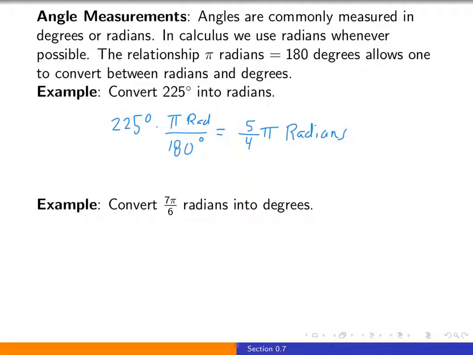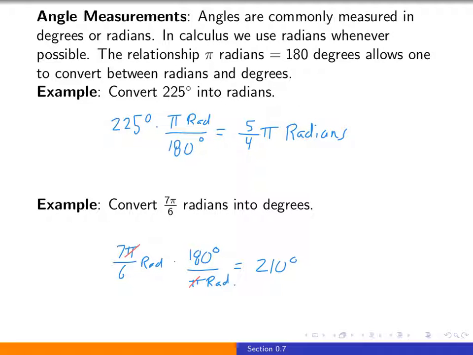Now, equally, we can also convert from radians to degrees. So if we start off with 7 pi over 6 radians, what we need to do in a very similar fashion here is now multiply this by 180 degrees per pi radians. So the pi's cancel. 180 divided by 6 is equal to 30, and 30 times 7 is 210. So 7 pi over 6 radians is 210 degrees.